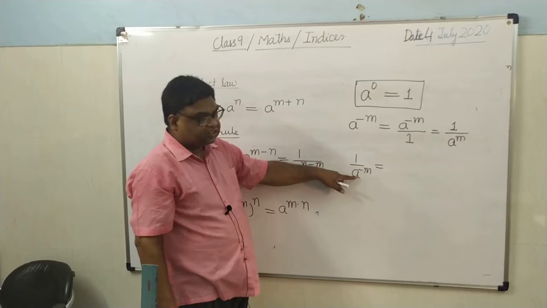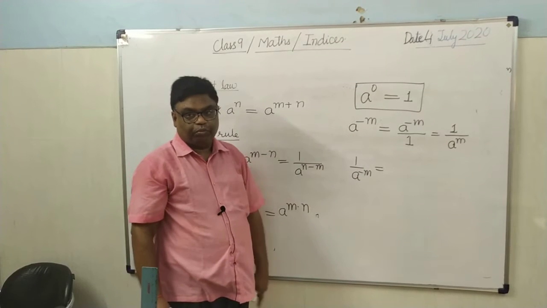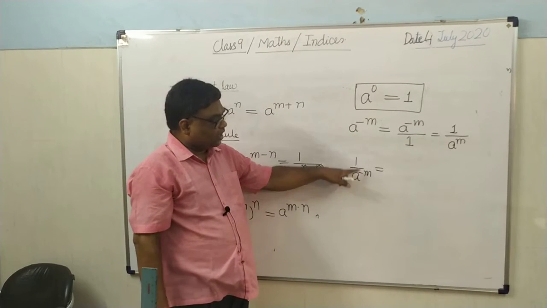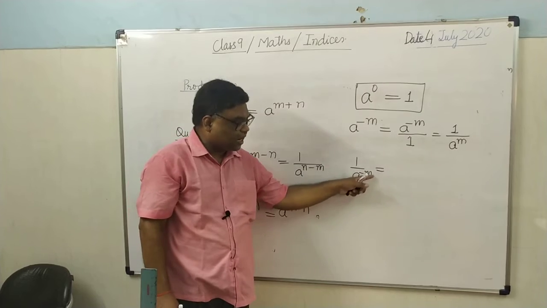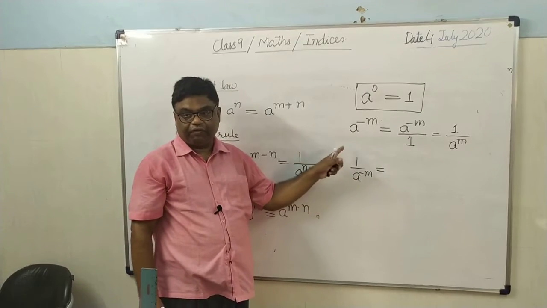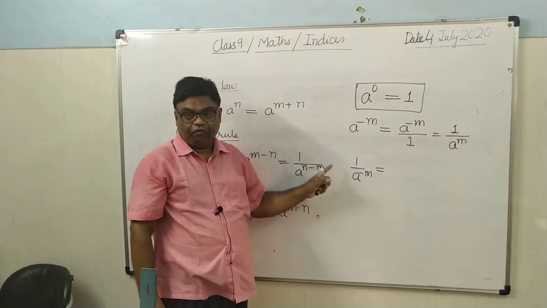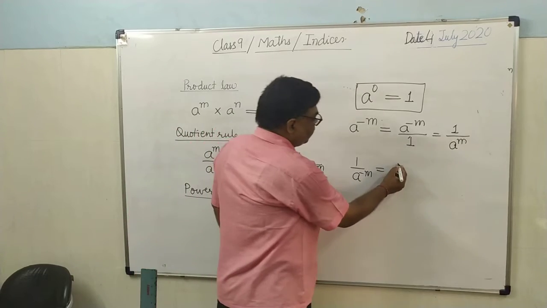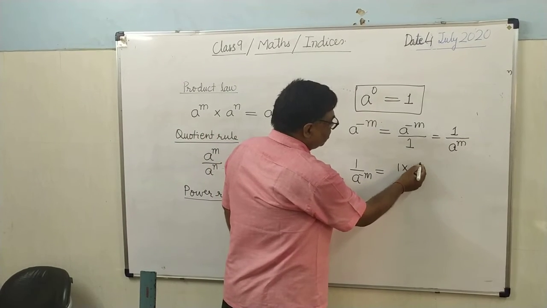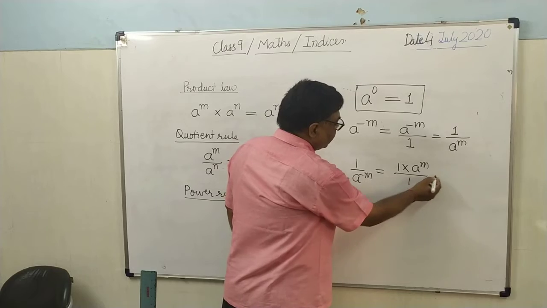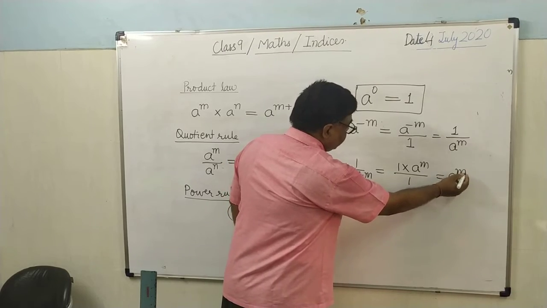You bring this negative power term into the numerator. When you take it into the numerator, what will be left behind here? 1 will be left behind. And it will become 1 into a to the power m divided by 1, that is a to the power m.